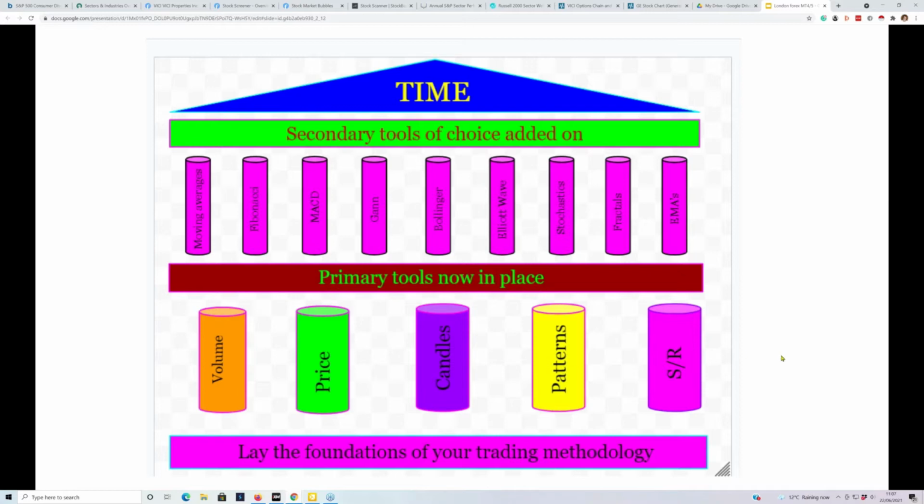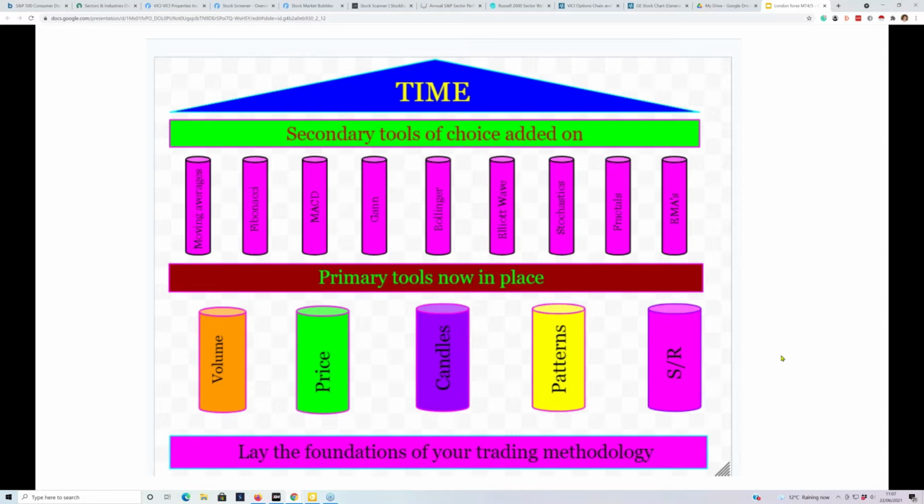Now, the way we determine those important levels of support and resistance is we use price-based support and resistance. We have developed our own indicators for that, but we also use volume-based support and resistance. And again, we have come up with a particular indicator to help us with that as well, and that forms the foundation of our methodology.